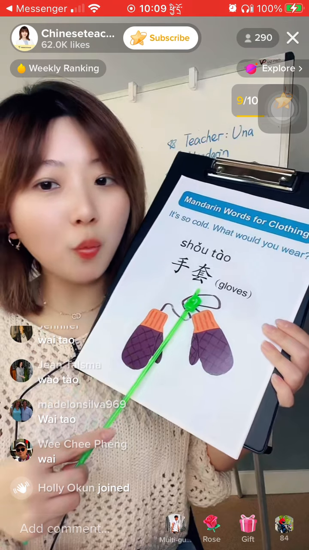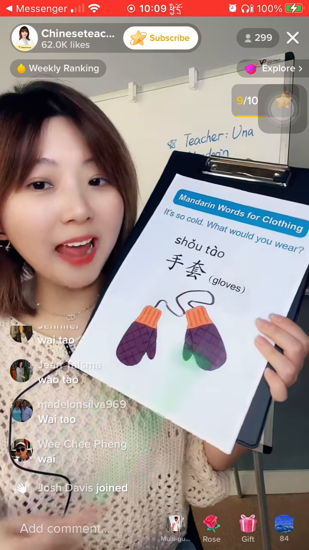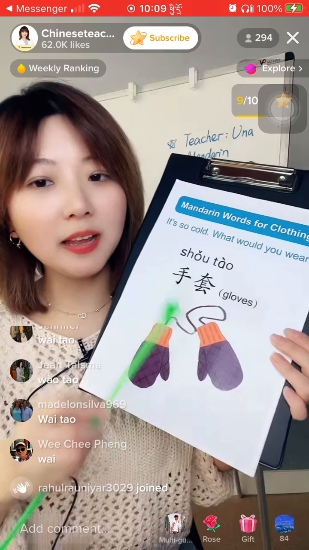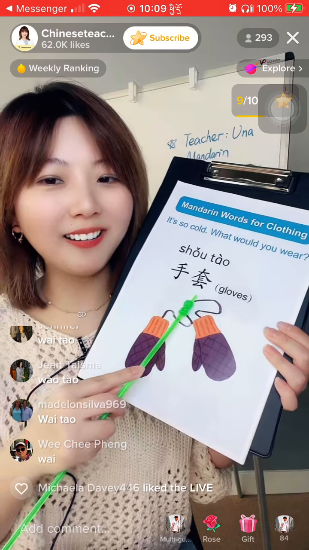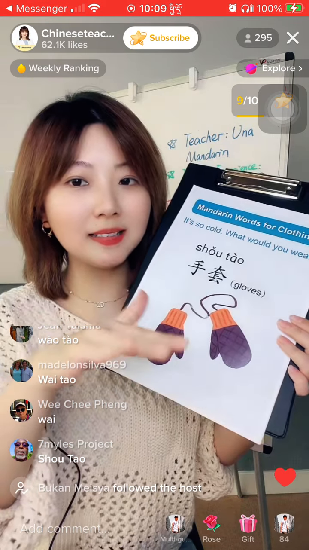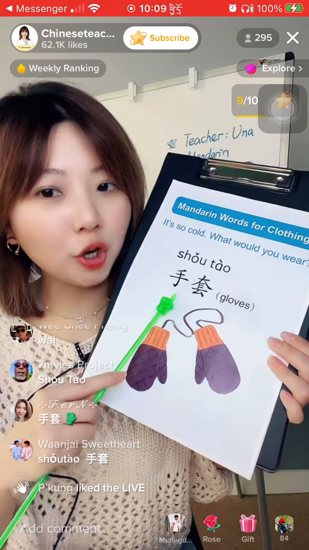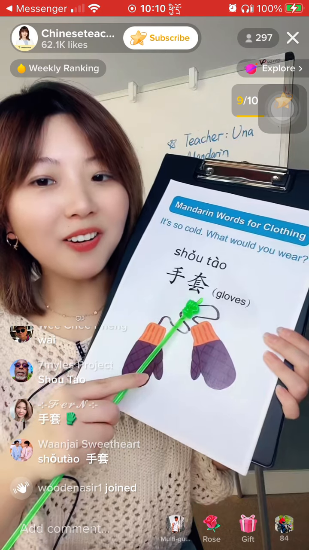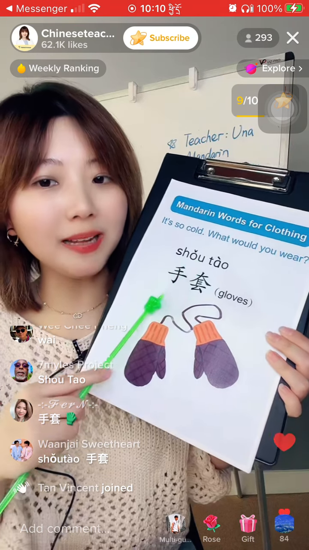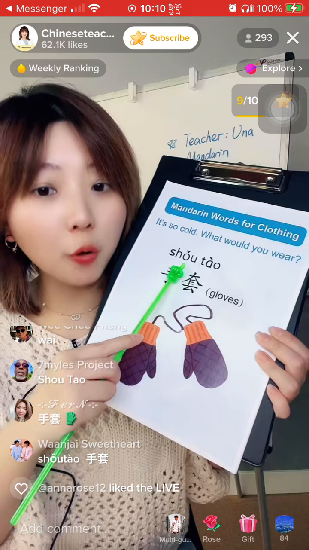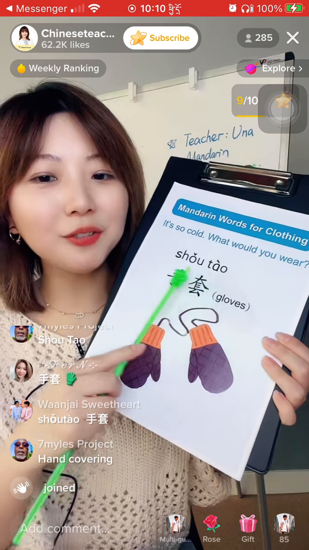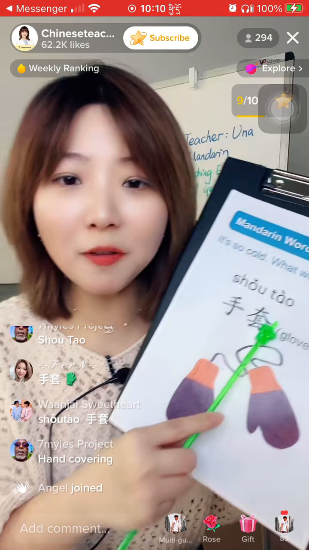So this time it's not 外套, it's the coat for the hands. So we say 手套, your hands can put inside. So 外套, 手套, they are different. 手 means hand. So the clothes for the hands, we say 手套. 非常好. 手 means hand. Good job. 手套, hand covering. Very good. 7 miles, you are so clever.